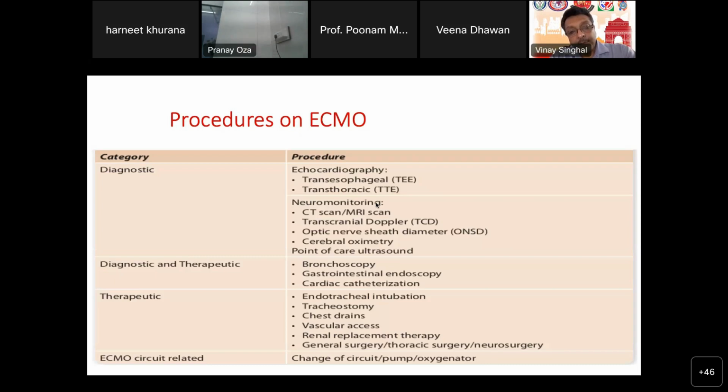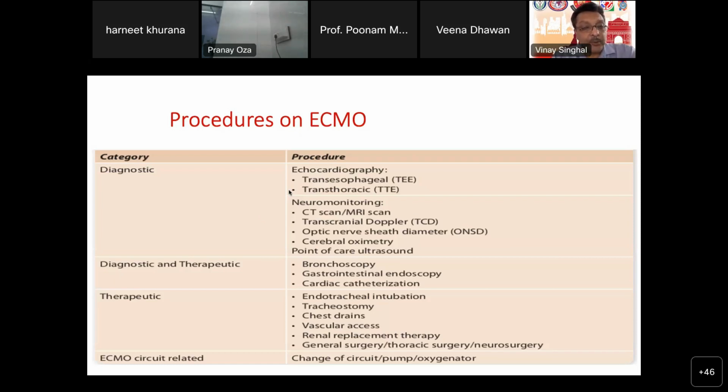And these two procedures can be therapeutic, also diagnostic and therapeutic both. And cardiac catheterization, a very important procedure. Sometimes we need to take the patient to the cath lab and do the angiography, and they may require stent placement. Many times patients are on ECMO because of certain cardiac issues.